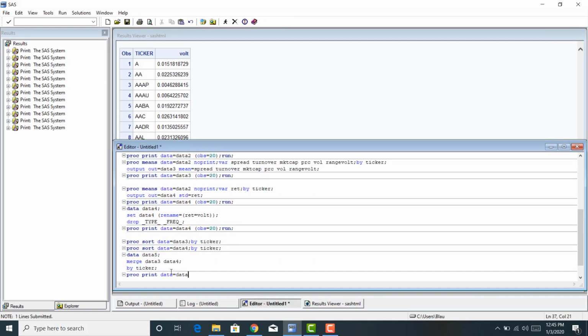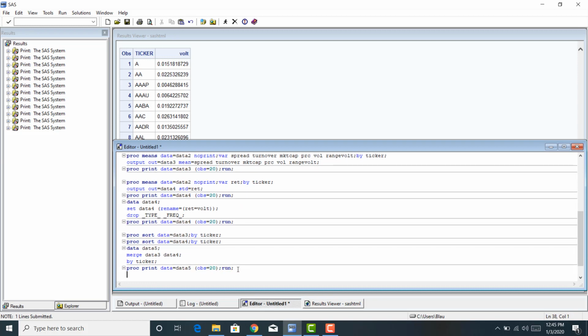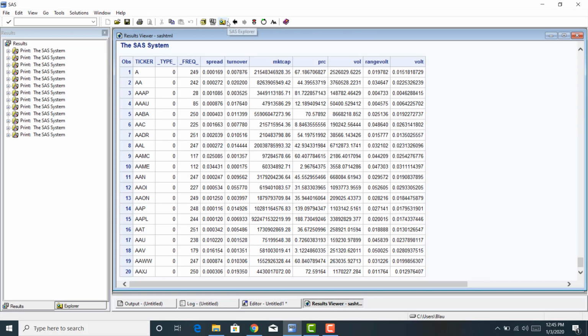Let me print this to get a look at how it wound up. And again, this is going to be merging on ticker. And there you have it. Notice that what it did is it just took that column from data set Data 4 and merged it to data set Data 3 by ticker.